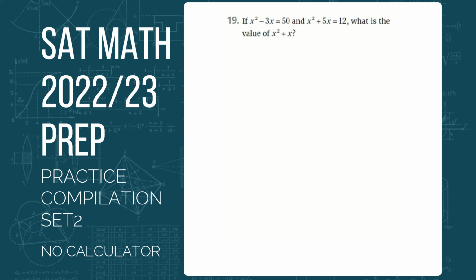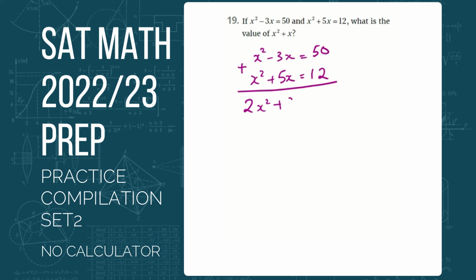If x squared minus 3x is equal to 50 and x squared plus 5x is equal to 12, what is the value of x squared plus x? Okay, let's write down these two equations. x squared plus 5x is equal to 12. An easy way to solve this is by adding them first. And we get 2x squared plus 2x is equal to 62. Divide both sides by 2, we get x squared plus x is equal to 31. And you're done. That was so simple.